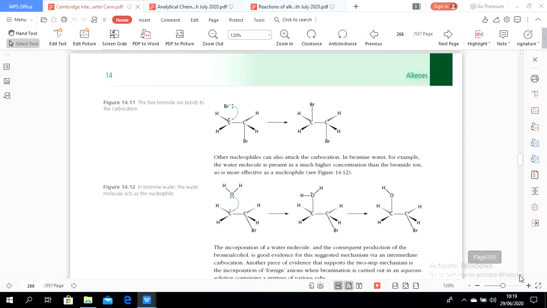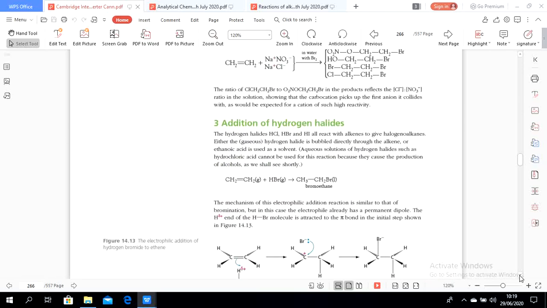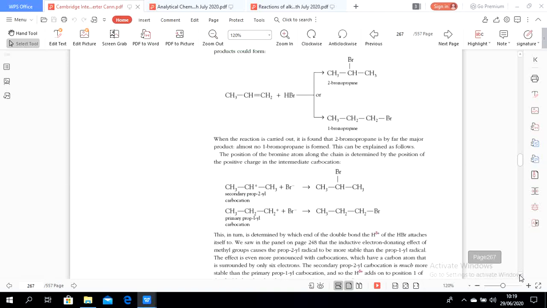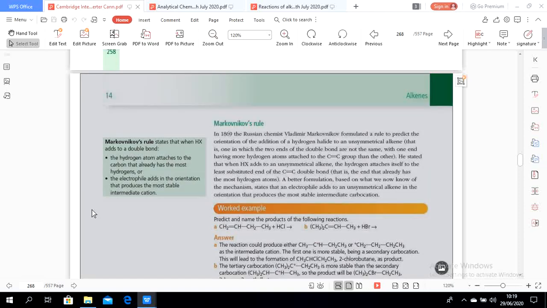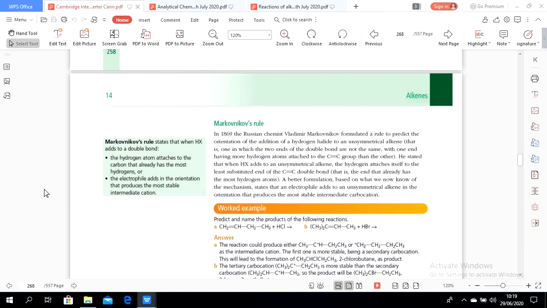Okay, and then next, how about the reaction with hydrogen halide? Reaction with hydrogen halide is called Markovnikov reaction. What is Markovnikov reaction? It states here: the hydrogen atom attaches to the carbon that already has the most hydrogens, or the electrophile acts in the orientation that produces the most stable intermediate cation.